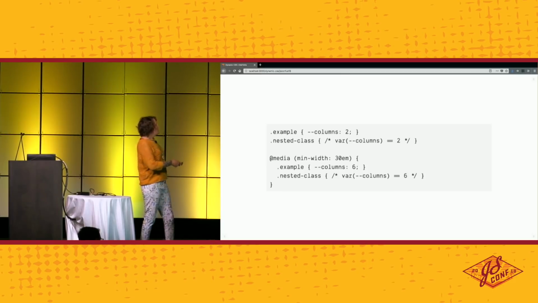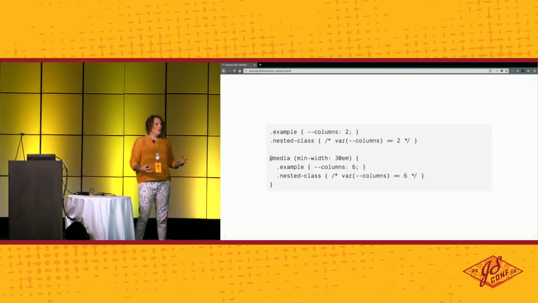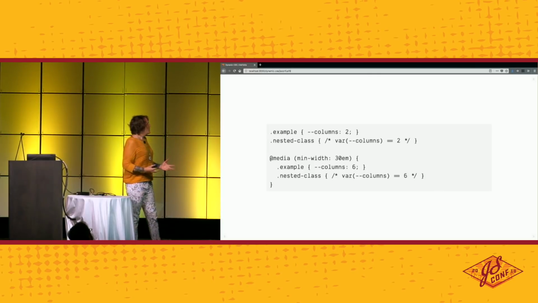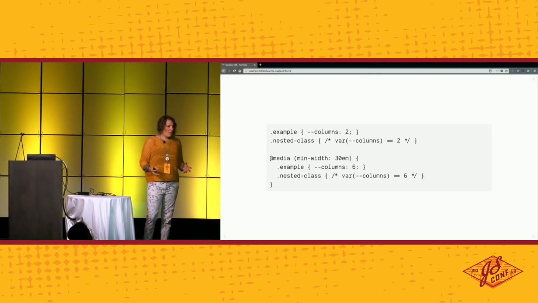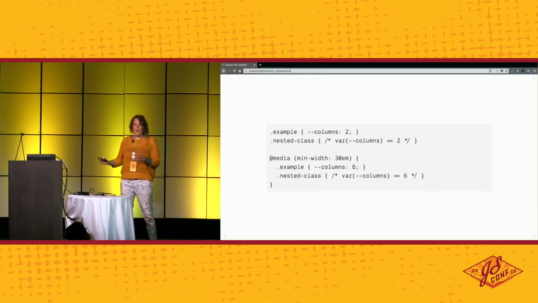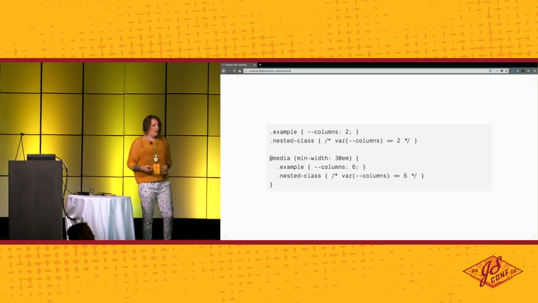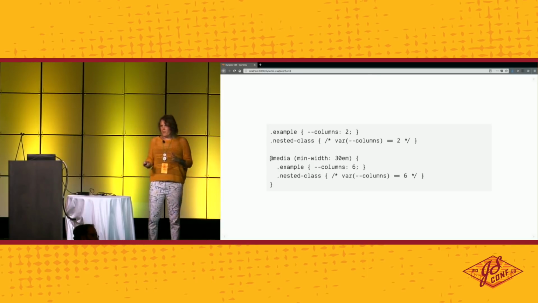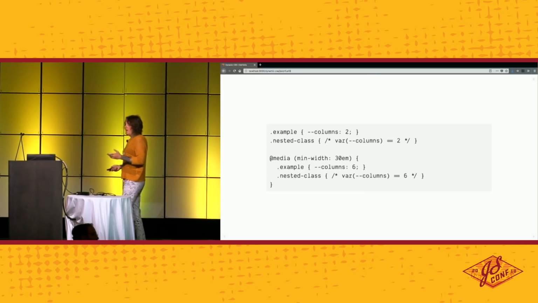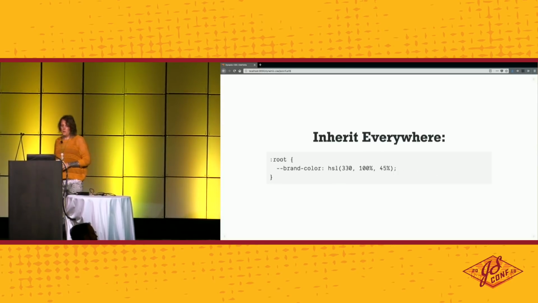So what that means is that when we set columns2 in example, all of the children nodes in the DOM of example will have that value, even if they are not nested in the style sheet. And that means that we can now change a value, add a media query, and have that trickle down to everything at that size in the browser. So that's a very different way that these work and really changes how we think about them and how we use them.